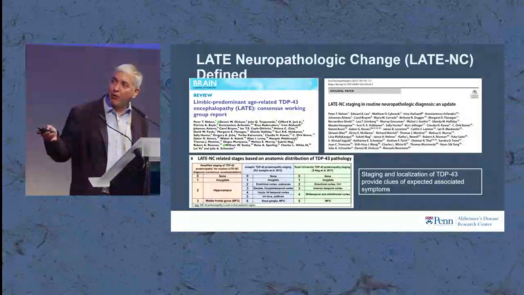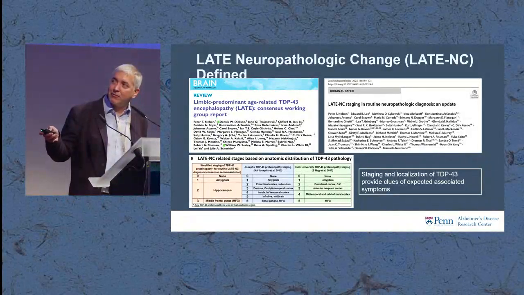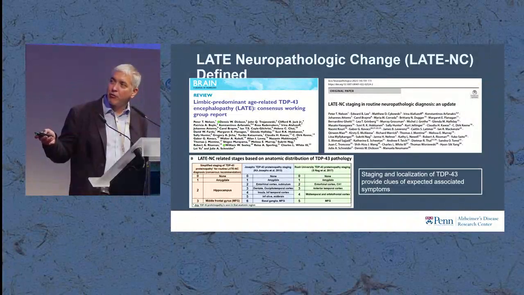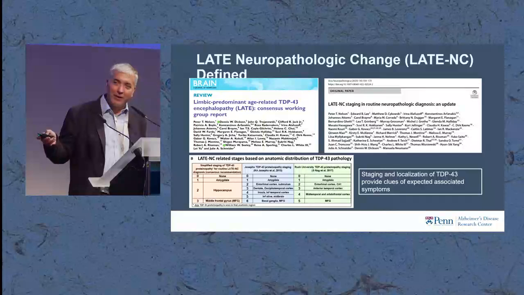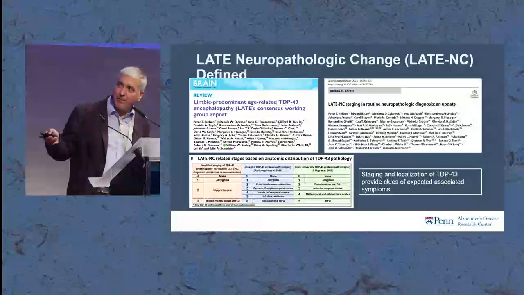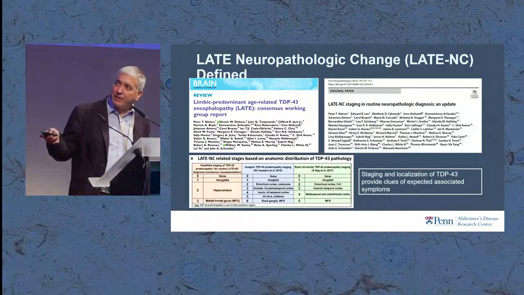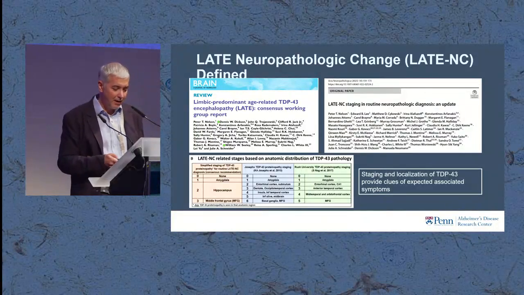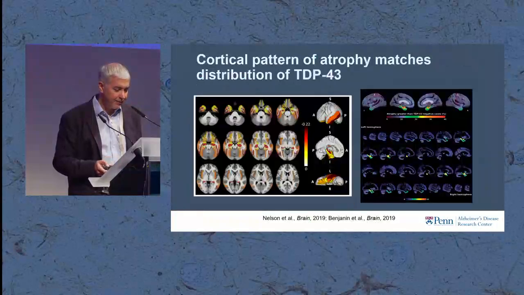However, there were earlier staging schemes, one by Keith Josephs and his group, and one by Julie Schneider and her group, that I think provide some clues as to what are the regions we should be looking at, and also what the phenotype might be. So, Keith Josephs points out entorhinal cortex as an early feature, frontoinsula, temporal pole, anterior temporal pole is affected, and orbital frontal cortex as well.